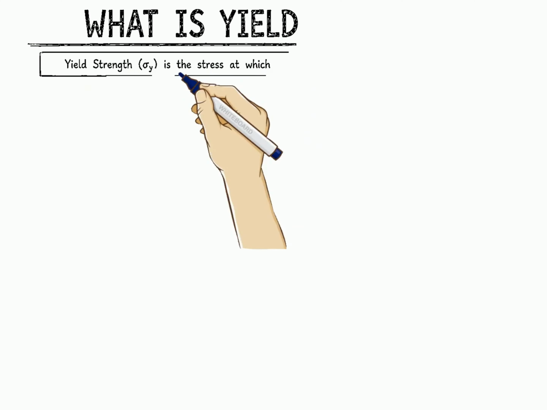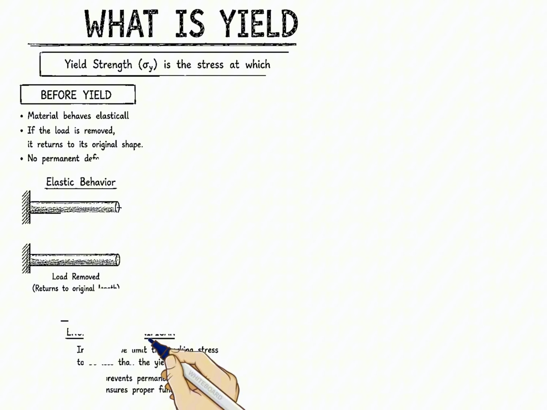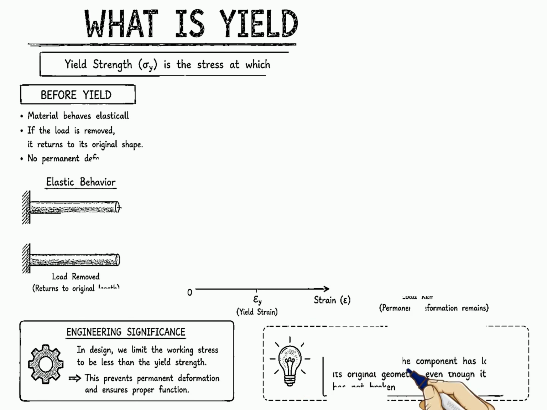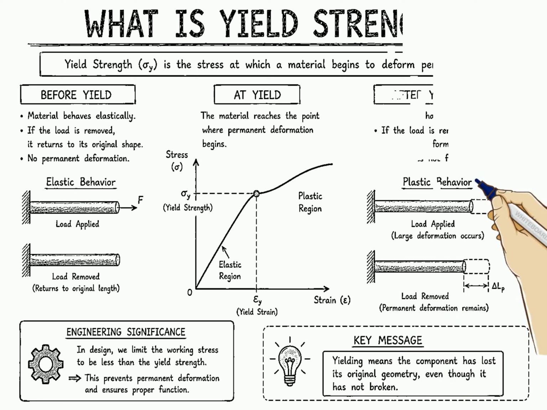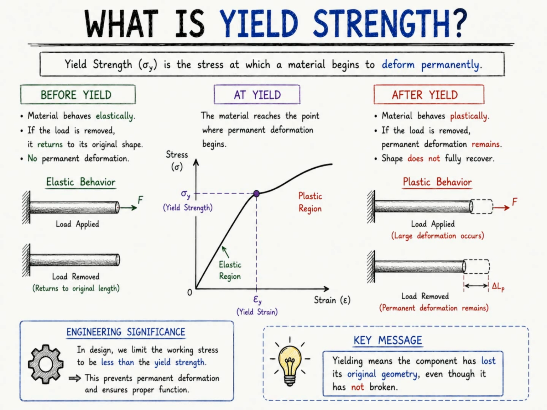Yield strength is the stress at which permanent deformation begins. Below this limit, the material behaves elastically and fully recovers when unloaded. Above it, permanent strain remains. For most engineering components, yield strength is the primary design criterion because loss of shape or alignment can occur long before actual fracture.